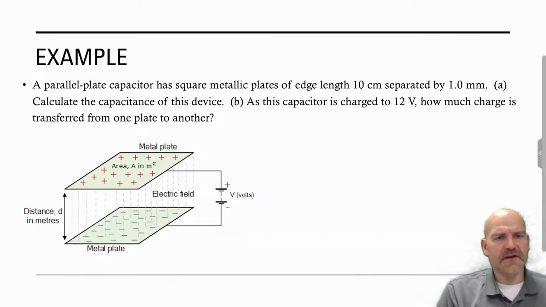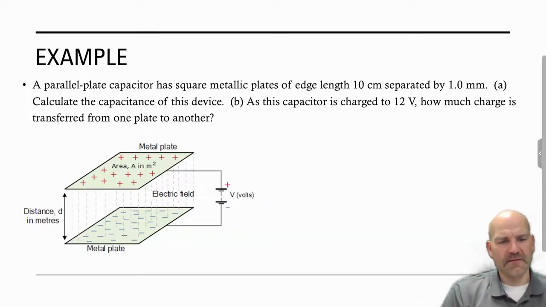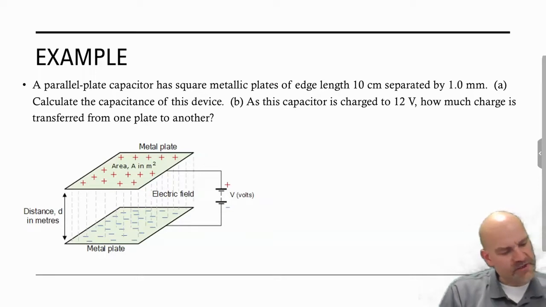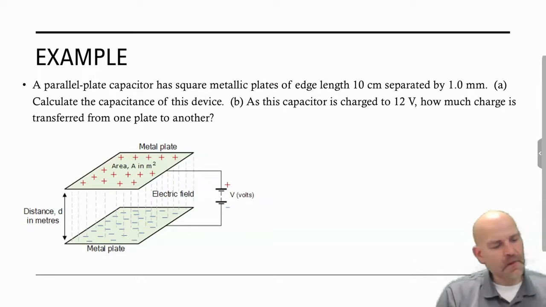All right, so here we have a parallel plate capacitor of 10 centimeters by, it's a square, so 10 centimeters a side, separated by 1 millimeter. We're going to calculate the capacitance of this device, and then if we charge it to 12 volts, how much charge is transferred from one plate to the other? Because remember, that's what the E field does, is it transfers electric potential, right?